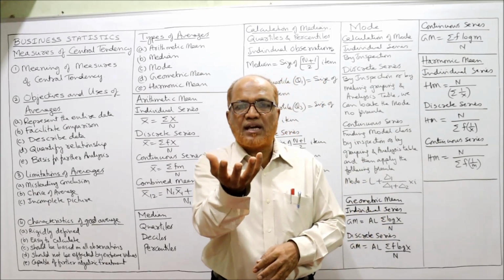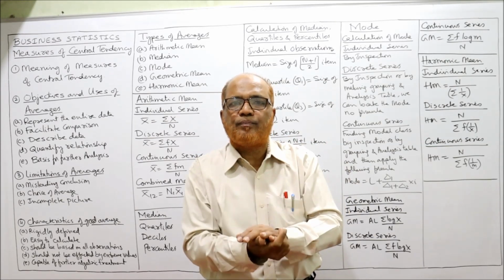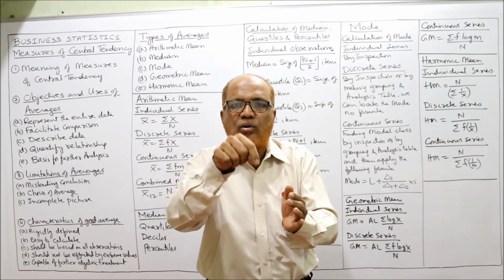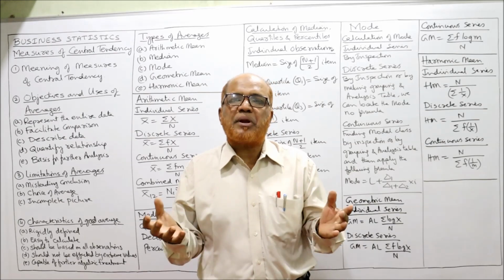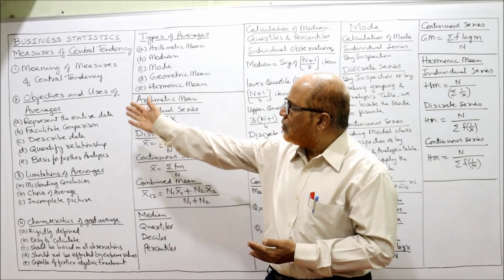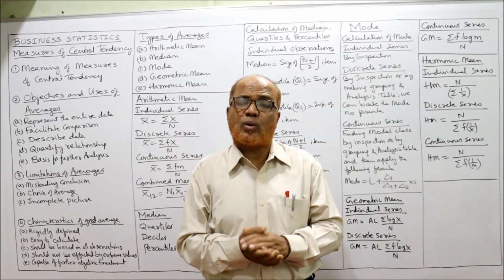An average is a single value around which the other values surround. That means the other values are clustered around that single value. That is called average. It's a representative of a mass of data. This is the meaning of the term average. Now, objectives and uses of average. Why do we calculate average? What are the uses?